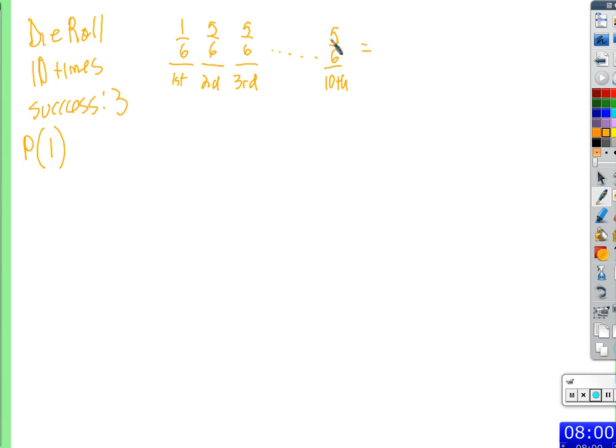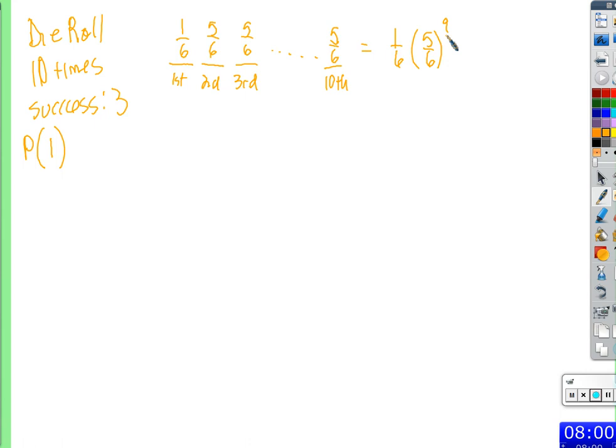We can certainly shorten this up, right? It's going to be 1/6 times what? 5/6 times itself, 9 times. All right, we come out with like 3%. And that's absolutely correct for that very specific scenario. I'm driving home the point, hopefully, that this is only one of several different ways that we can get one 3 in 10 rolls.